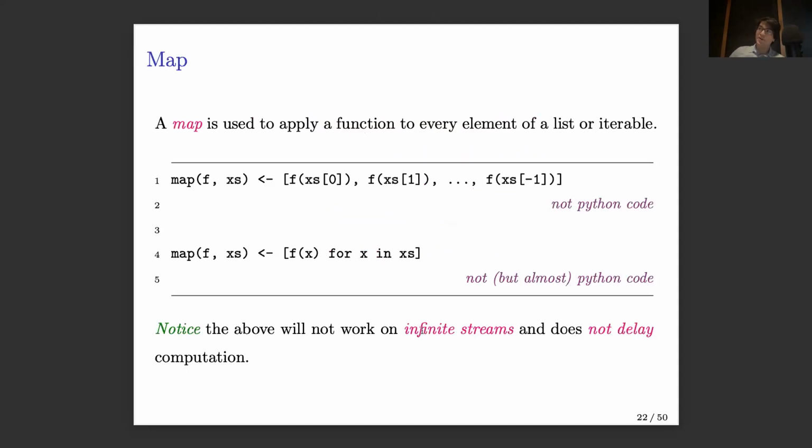The first of these higher order functions is a map. What does a map do? Well, if you give me a list and a function, perhaps I want to apply that function to every element of the list. This is called the map.